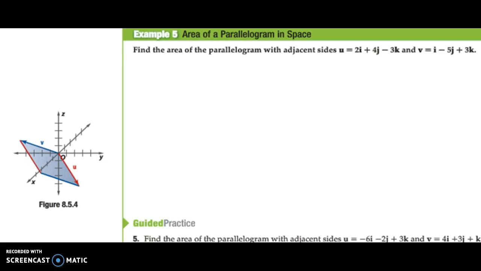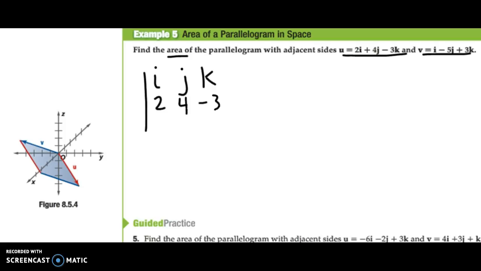So if it wants us to find the area of this parallelogram, we're going to find the cross product of those two and then find its magnitude, and it'll end up being the area of our parallelogram. So I need to make my matrix ijk, and the first one is 2, 4, negative 3, and then v is going to be 1, negative 5, 3.